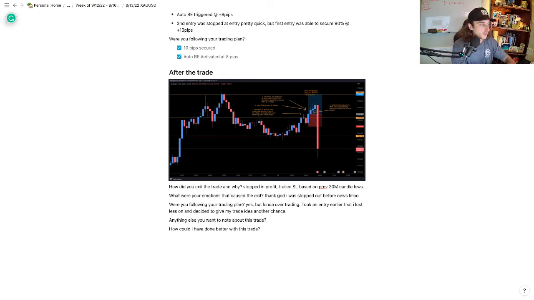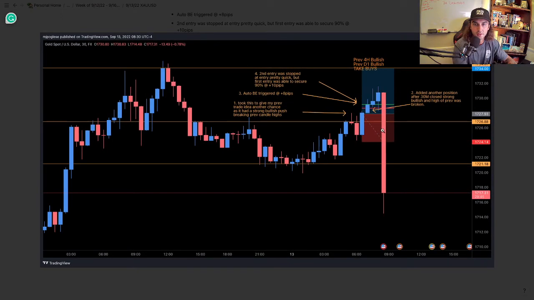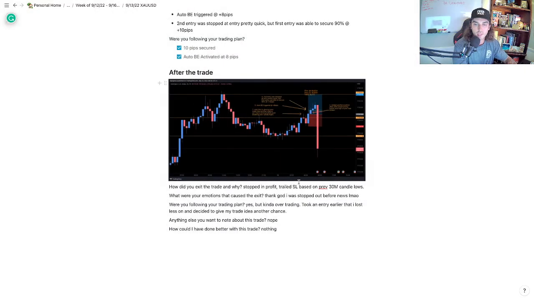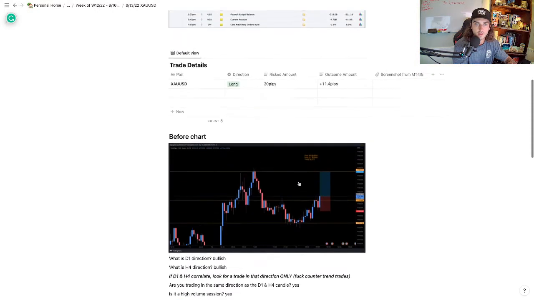Anything else I want to add about this trade, or I want to note? Nope. How could I have done better with this trade? Nothing I really could have done here. This played out perfect. This is the entry I should have waited for, actually, versus taking the earlier trade here. But yeah, so that's pretty much how you fill it out.